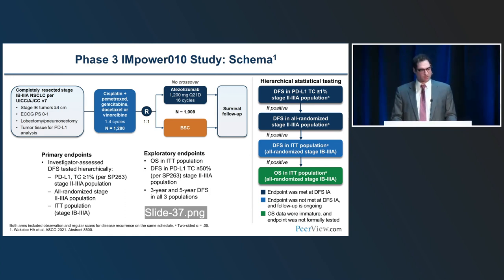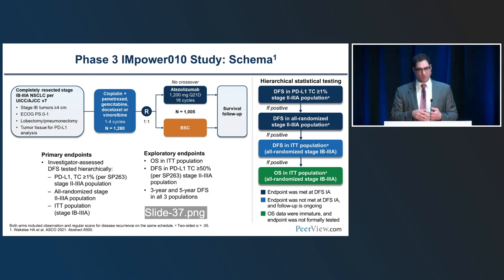The other study I also want to discuss in the early stage setting was the Empower010 study. As mentioned, our convention prior to Checkmate 816 was to do surgical resection followed by chemotherapy. This study randomized patients, a similar patient population, stage 1B, 4 centimeters or more, to 3A resectable non-small cell lung cancer, to get surgical resection and chemotherapy per our standard, and then patients were randomized to the PD-L1 immune checkpoint inhibitor atezolizumab versus best supportive care.